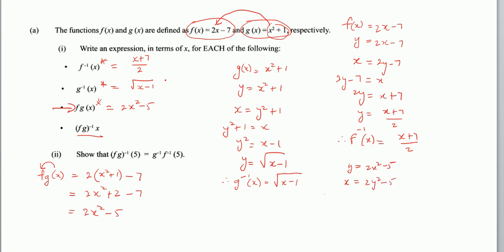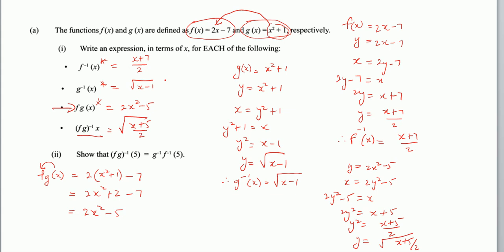And therefore we can write it as 2y squared minus 5 is equal to x. 2y squared is equal to x plus 5. Therefore y squared is equal to x plus 5 over 2. So therefore y is equal to the square root of x plus 5 over 2. So therefore fg inverse of x is equal to the square root of x plus 5 over 2.